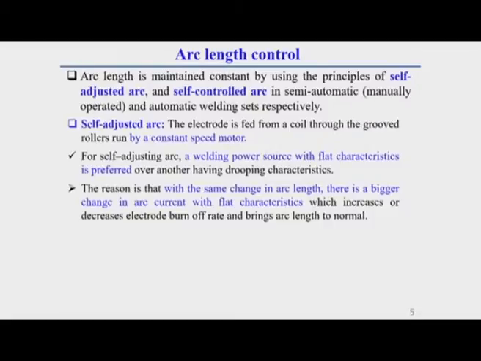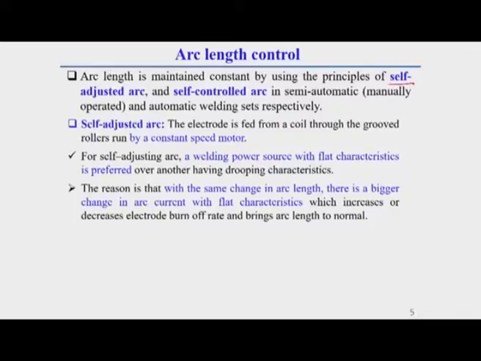Now, we should know how the arc is controlled. In this welding process, the arc length is maintained constant by using two different principles. The first principle, or technique, is called self adjusted arc, and the second principle is called self control arc. By using these two techniques, the arc length is kept constant.